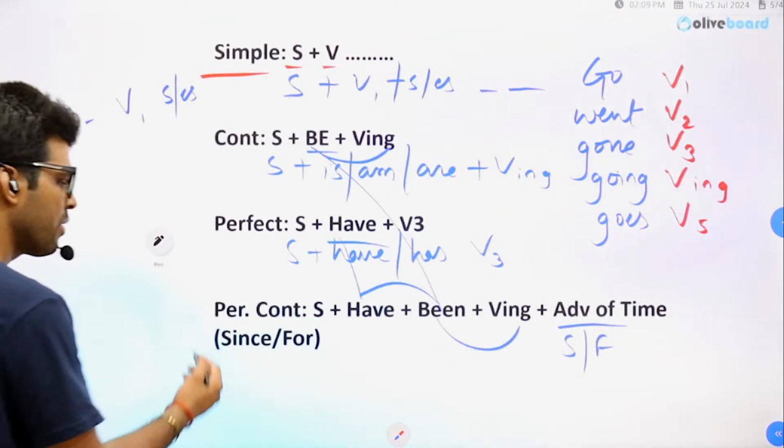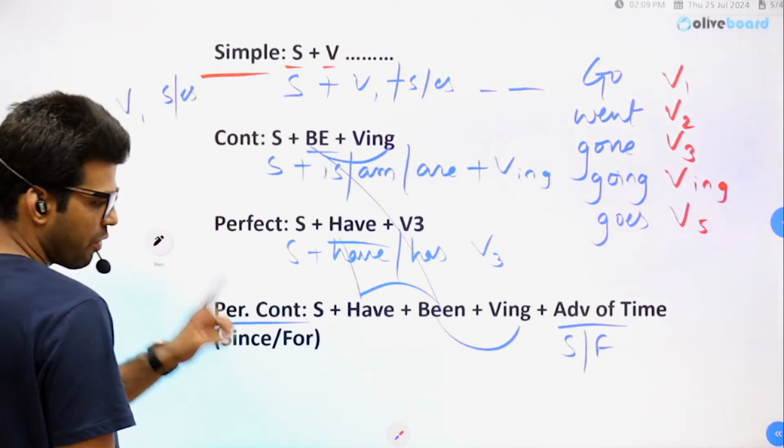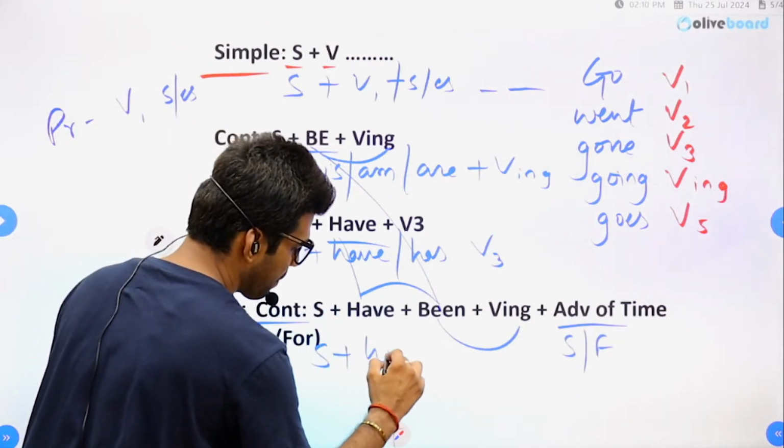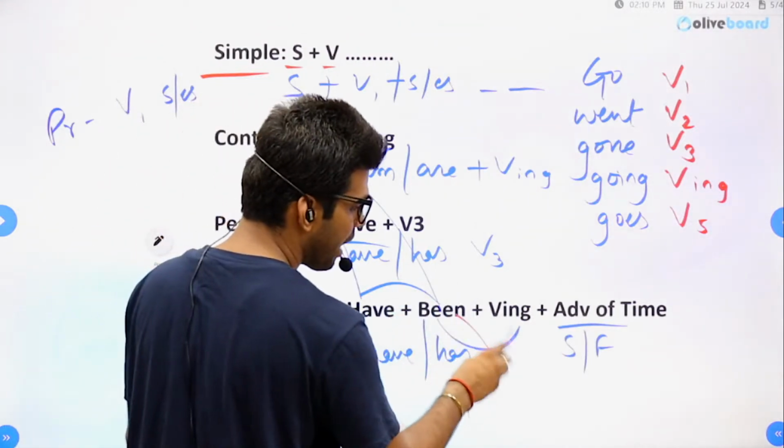And in the same fashion, when we talk about present perfect continuous, so V1: subject plus have, plus S/ES for a singular subject, plus the remaining fractions: been, ing, adverb of time.